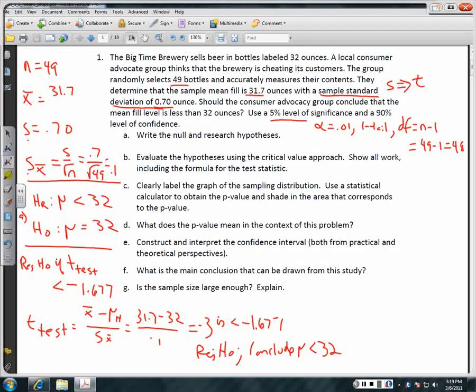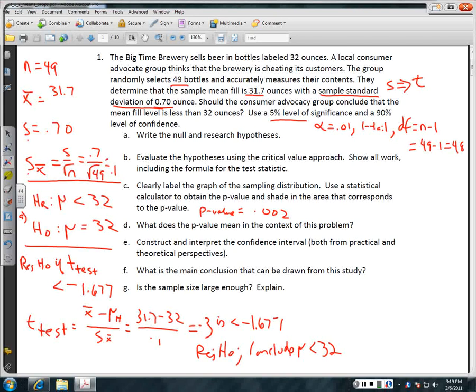And then hit calculate. And you will see there that the t is minus 3. And you will also see that the p-value, I'm going to write this right here, p-value is equal to 0.002. And that's the only way we will calculate the p-value when we have a t-distribution.